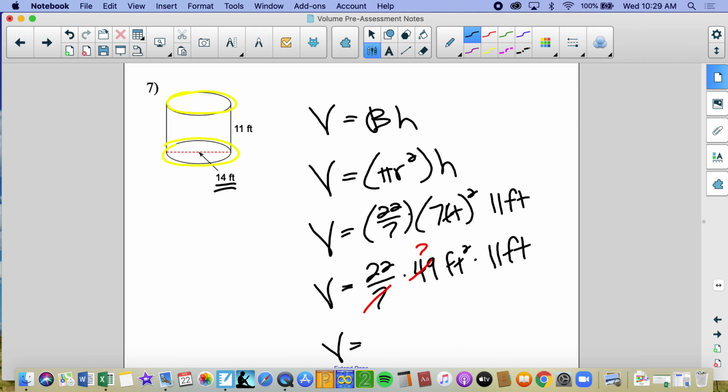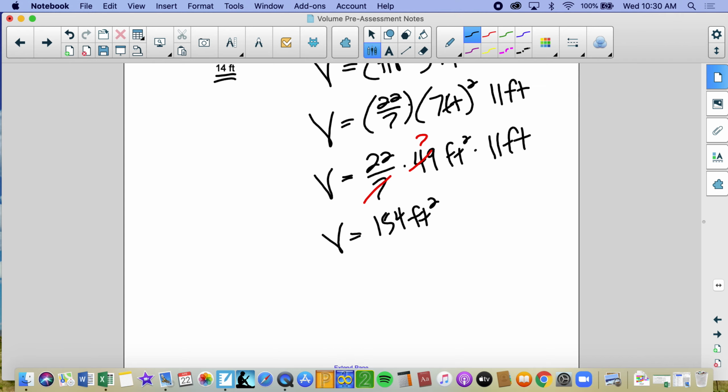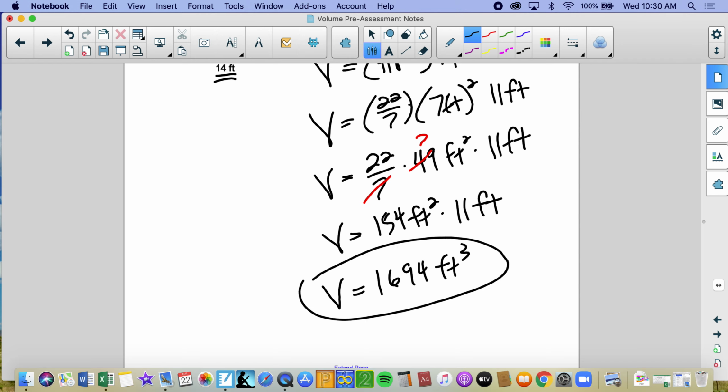I'm going to multiply 22 first. I think that is 154 feet squared. Let's make sure. 22 times 7, 154. Good. And then I'm going to multiply that by 11 feet, which should give me 1694 feet cubed. 154 times 11 gives me 1694. Yes. And that is using 22 over 7 for pi.